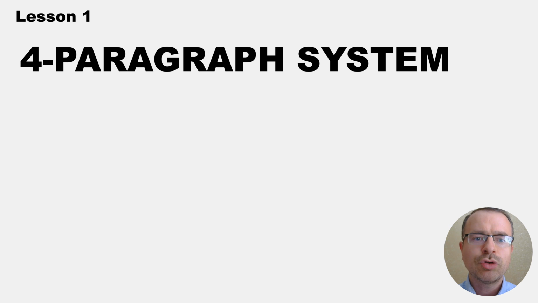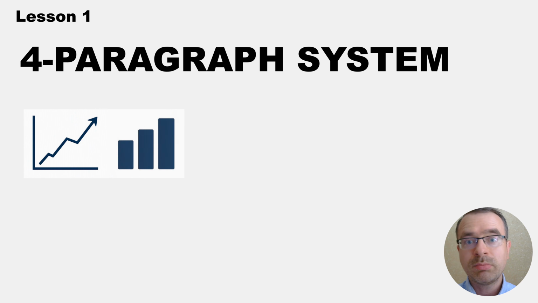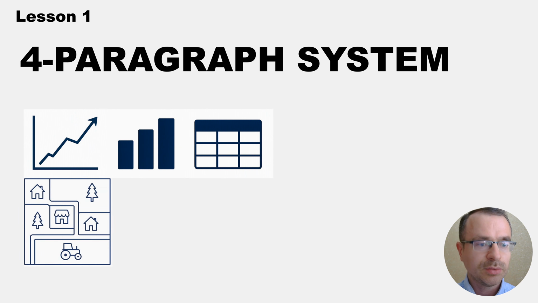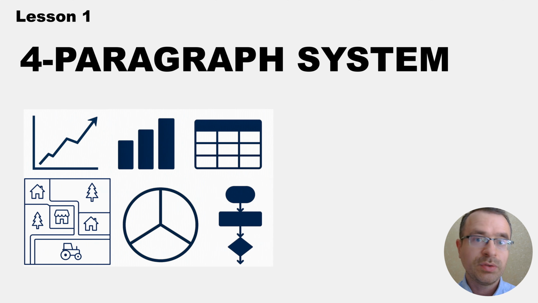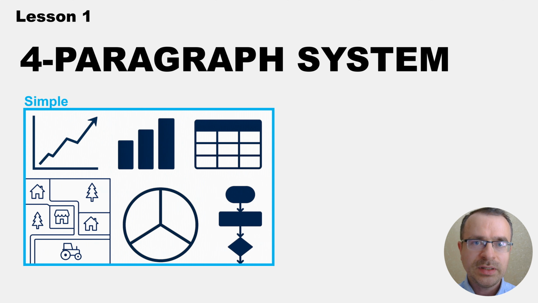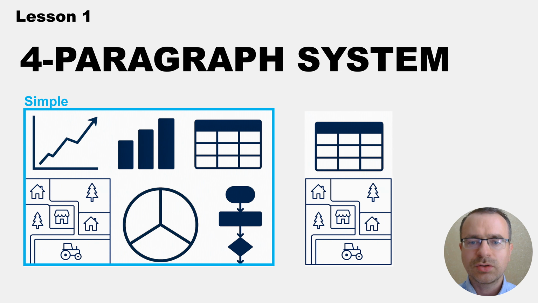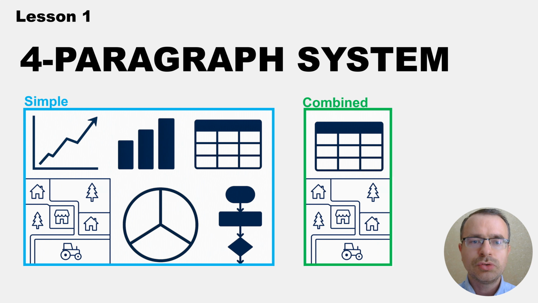During your exam, you may get different kinds of graphs. You may get the line charts, the bar charts, the table, the map, the pie chart, or the process. If you get one of these, it's called a simple chart. However, sometimes you may get two charts, and in this case, it's called combined ones. So by using the 4-paragraph system, you could write any kind of essay for any kind of chart.